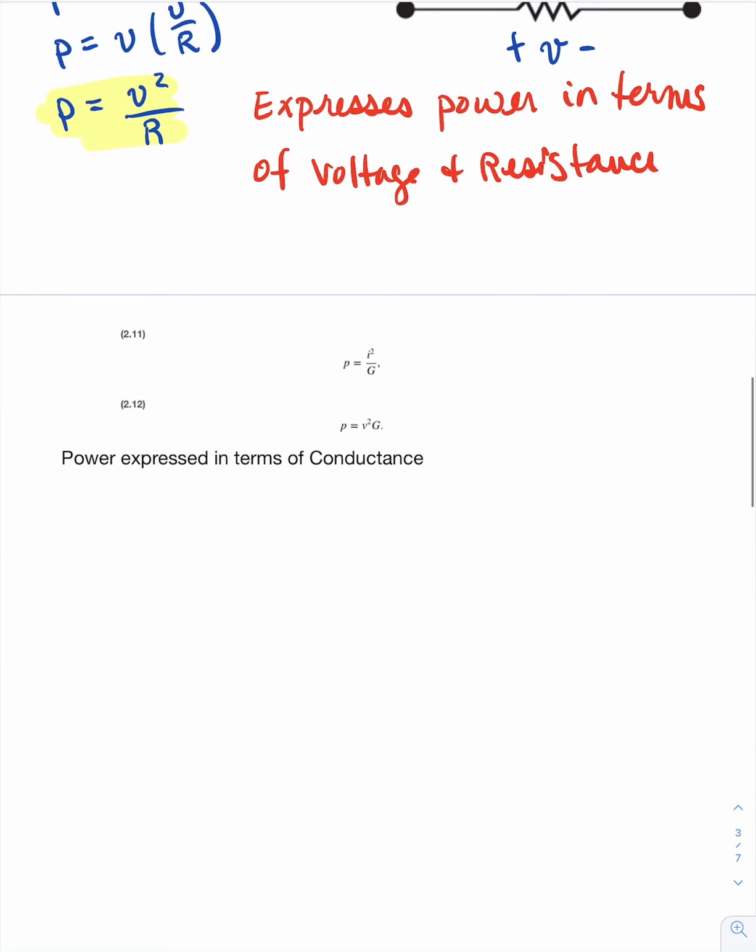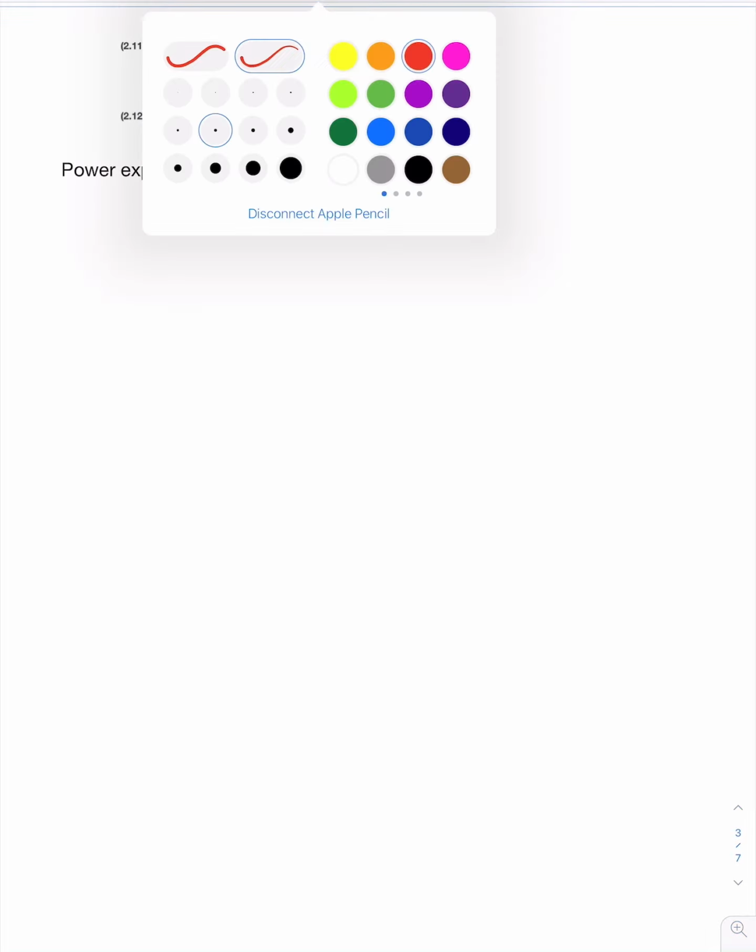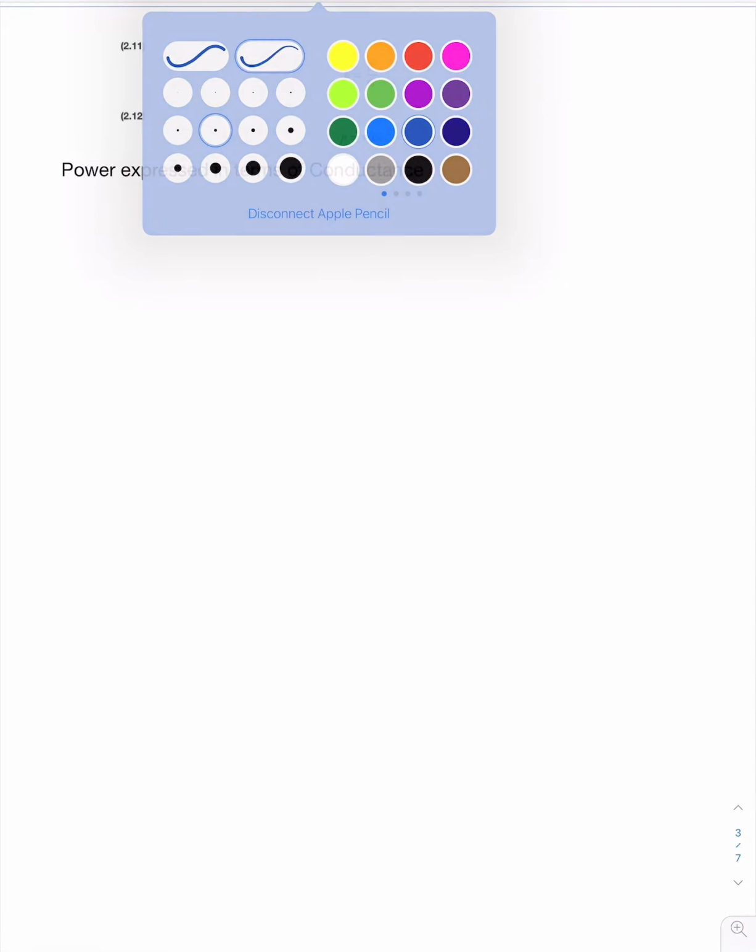Now let's talk about power expressed in terms of conductance. Sometimes a resistor's value will be expressed as a conductance rather than as a resistance. So when we use the relationship between resistance and conductance, which we know conductance is equal to 1 over the resistance, or resistance is equal to 1 over the conductance.